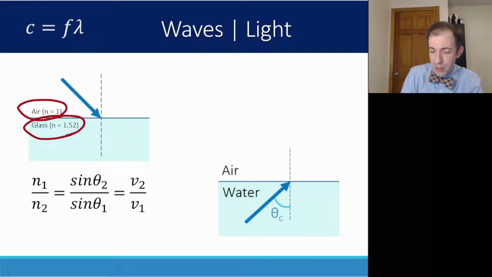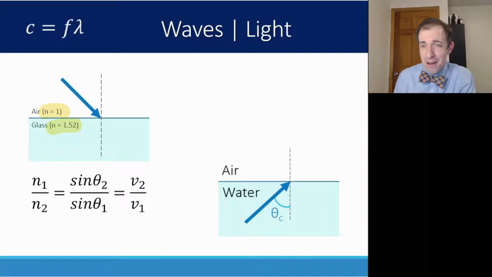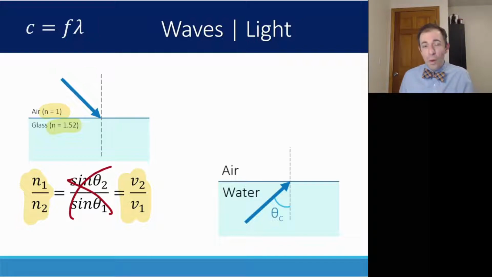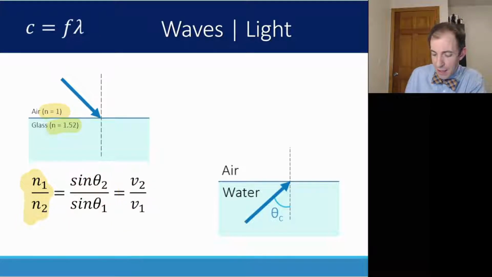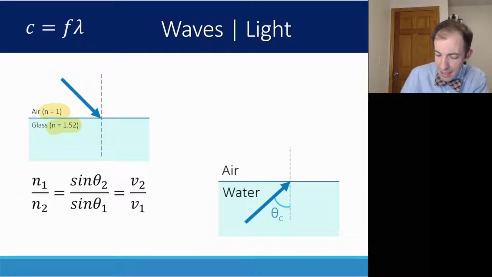The way we talk about how much slower it's going is through something called the index of refraction, this N value. You can relate the index of refraction directly to how fast it is moving using the equation N1 over N2 is equal to V2 over V1. Just ignore this middle part entirely. We can also use this, though, to figure out how the angle changes. That's that middle part.